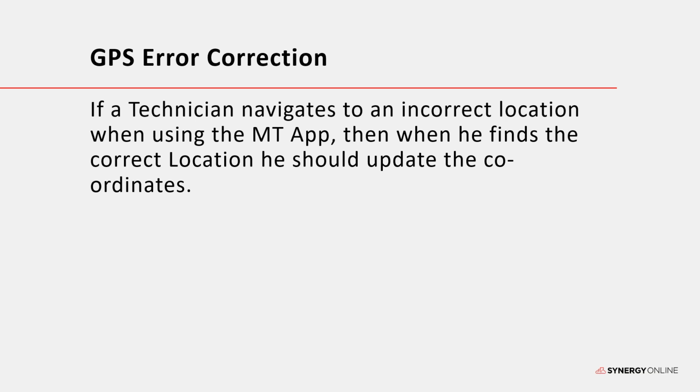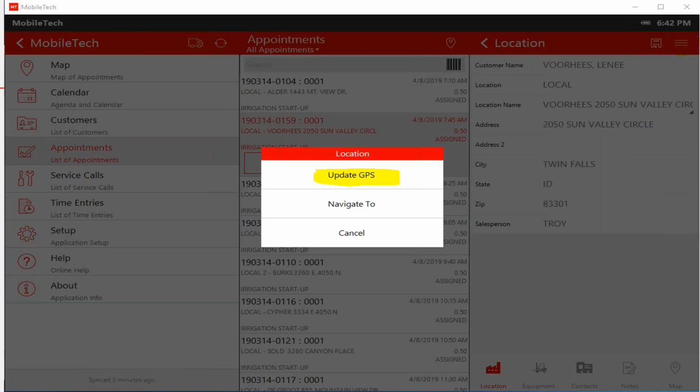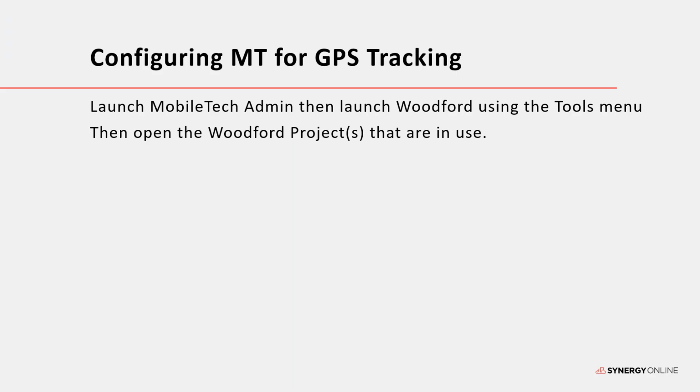But when he gets to that location that has not had the data updated in the database, he can use his MobileTech device to update the GPS. So let your technicians know if they got to the wrong coordinates and it wasn't the right address, they need to correct that, or if there wasn't any mapping data available to them, please, when you get to that site, update the GPS so it'll be in the database from now on.